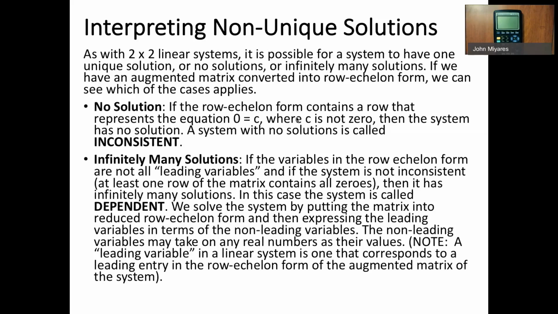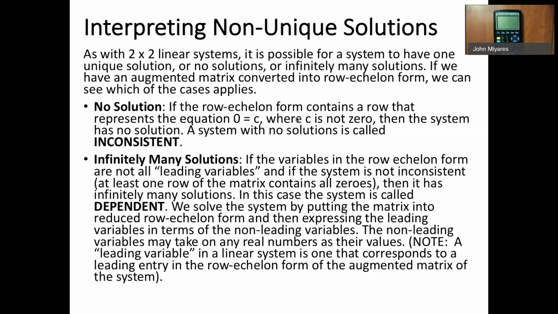If the variables in the row echelon form are not all leading variables, and if the system is not inconsistent, meaning that at least one of the matrix rows contains all zeros, then it will have infinitely many solutions. In this case, the system is called dependent, and we can solve that system by putting the matrix into reduced row echelon form, then express the leading variables in terms of the non-leading variables. Well, a non-leading variable then may take on any real numbers as its value. So a leading variable in a linear system is one that corresponds to the leading entry in row echelon form of the augmented matrix of the system.